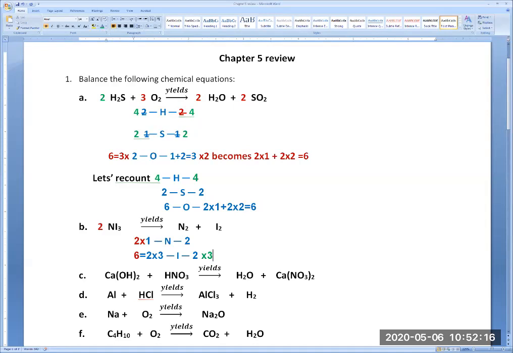So the 3 here will have to go in front of the molecule that has the iodine, and it will go in front like this. And by doing 3I2, you multiply the 3 by the subscript 2, and it's going to be 6 iodine on the right. And I think it's balanced already. This one was easier, right? Let's recount.